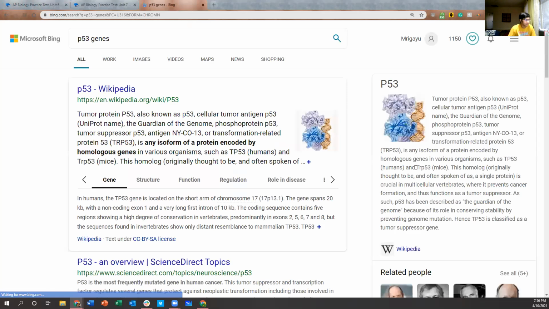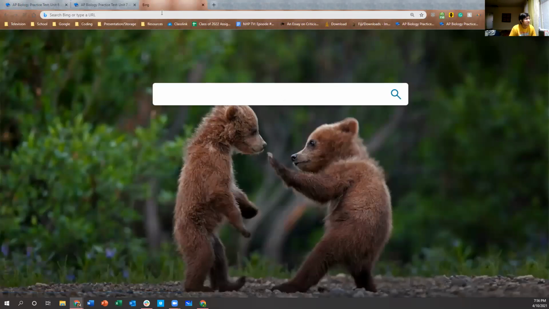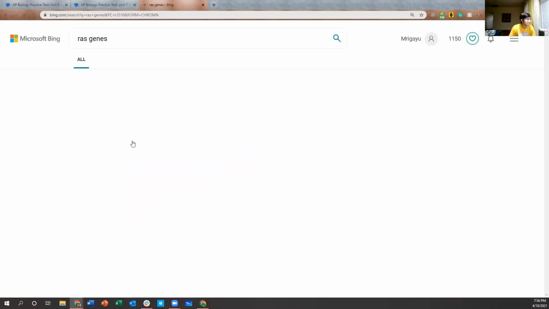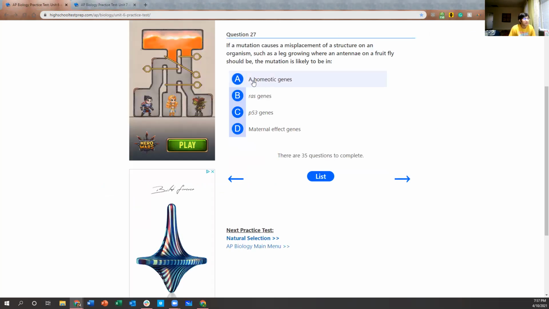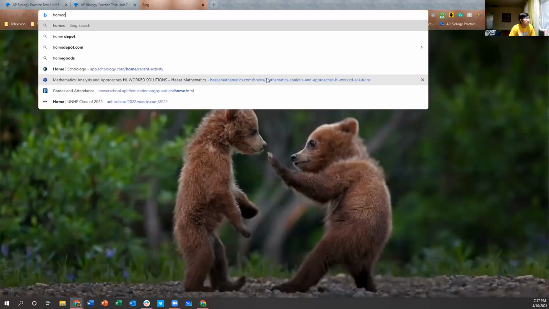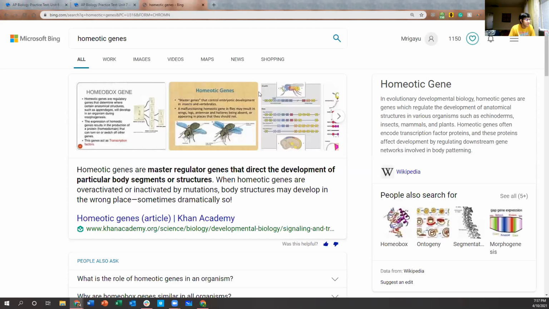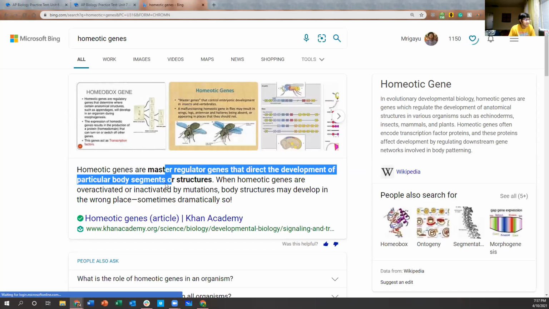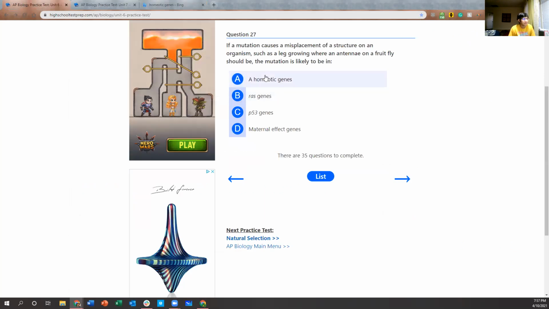Okay, so P53 genes, I think, have to do with cancer. Yeah, tumor protein P53. Okay. RAS genes, I'm not sure. They seem familiar. I can't remember exactly what they do. Yeah, I think they're also dealing with cancer. Yeah, they're oncogenes. Homeotic genes, I'm not sure what that is. Homeotic genes are regulator genes so they have to do with body segments or structure. So this would be a homeotic gene then.